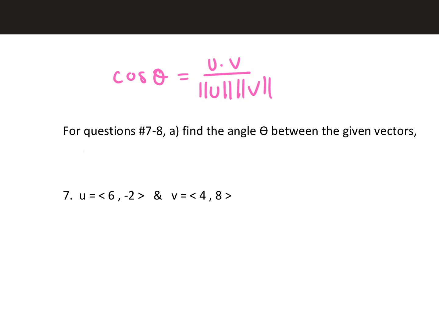So we have to find the dot product, find the magnitude of u and the magnitude of v, and then plug that into our calculator. So first thing we can do is find the dot product. So multiply the first times the first, plus the second times the second, and that would give us 8.